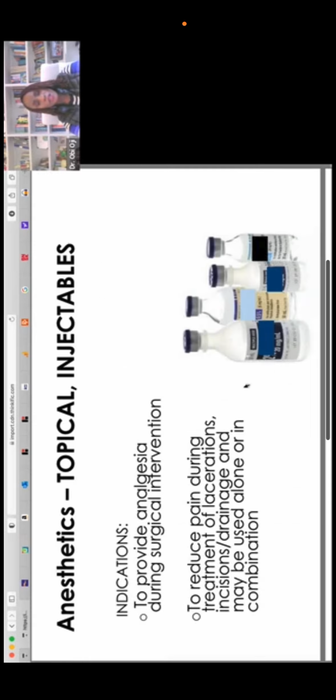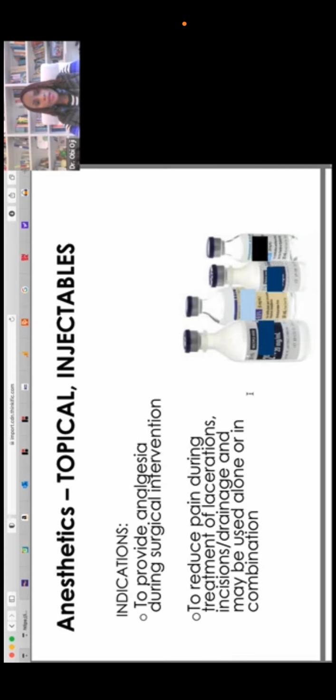Amla cream, that's a topical agent. And then we also use LET. LET is your lidocaine, epinephrine, and tetracaine, and that's a combination of your anesthetic topical agent. And then, of course, with injectables, we're going to talk more about those, but the ones that are really commonly used would be your 1% lidocaine.